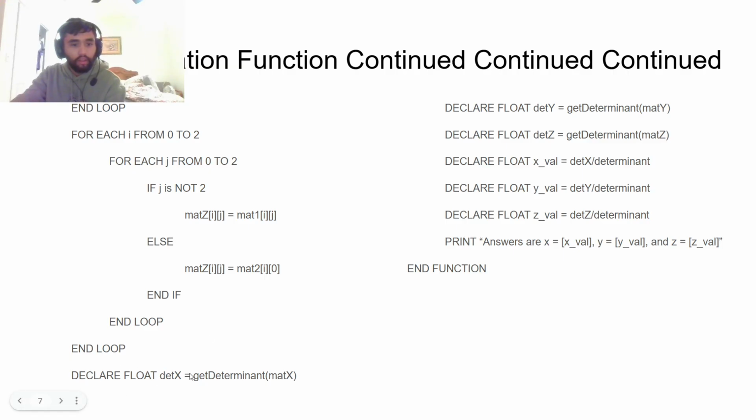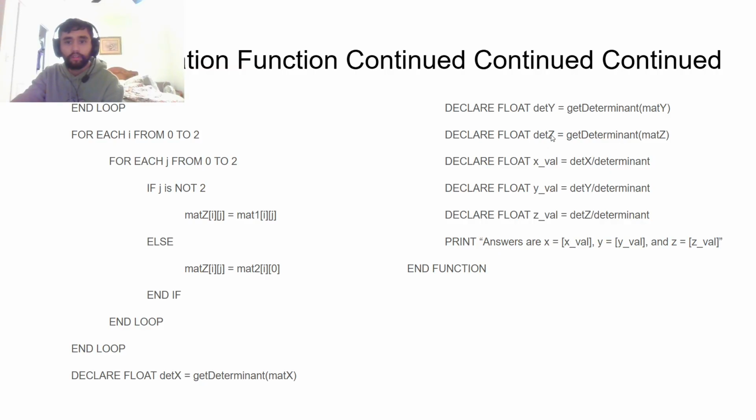Anyways, declare then this. Then we call the getDeterminant function, where we enter the matrix into the determinant function, and then it'll spit out the determinant of the function. So here, matrix X, it'll get the determinant of X matrix.